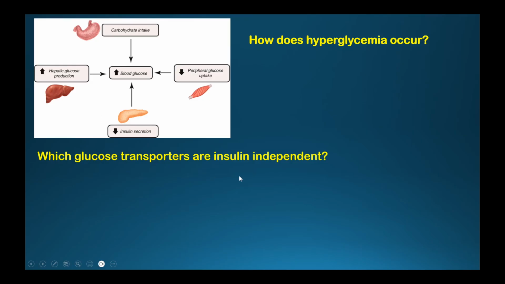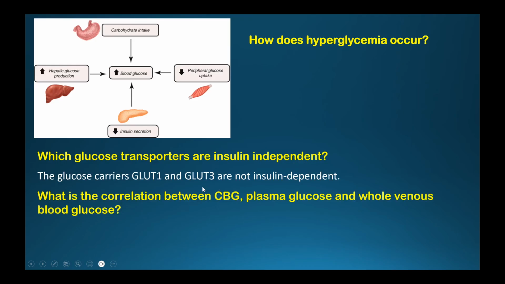And which glucose transporters are insulin independent? I told you there are up to 6 types of glucose transporters, GLUT 1, 2, 3, 4, 5, 6. Which ones are not dependent on insulin to open? GLUT1 and GLUT3 are not insulin dependent. GLUT5 sometimes, but not all the time. So GLUT1 and GLUT3 are insulin independent.